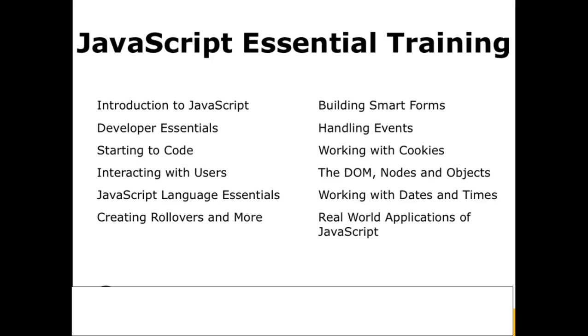In the DOM, Nodes, and Objects chapter, we get into the hardcore nitty-gritty of how the DOM works and how it can be manipulated with JavaScript. Working with dates and times shows you how to use dates and times on your pages and behind the scenes so that you can have your site look always up to the minute. And in real-world applications of JavaScript, we take many of the methods and routines that we've worked on elsewhere in this course and put it all together to make useful small apps that you'll be able to pick up and take and use on your sites.